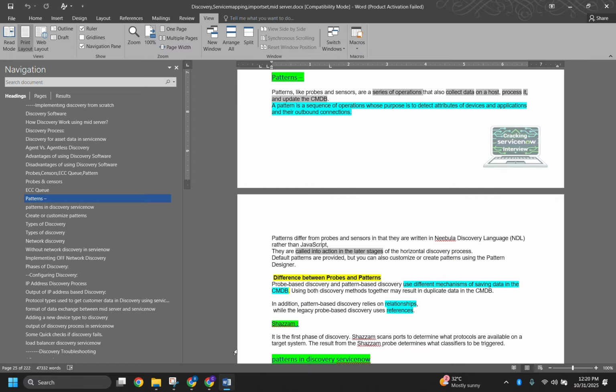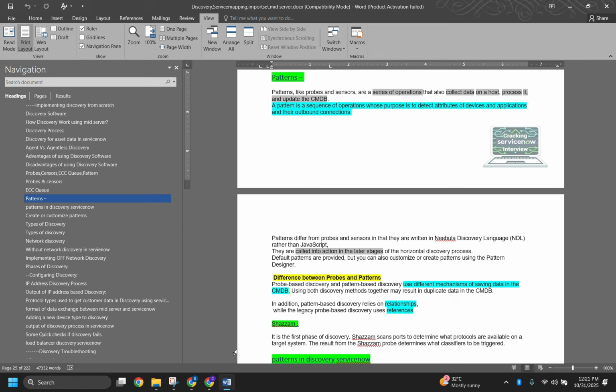One of the important parts which comes up in the event management series, and I can say in ITOM, is pattern. So what exactly is a pattern, how have you configured it, how is a pattern used, how is a pattern configured in discovery, and what are the types of pattern. All these things are important factors while going for an ITOM interview.